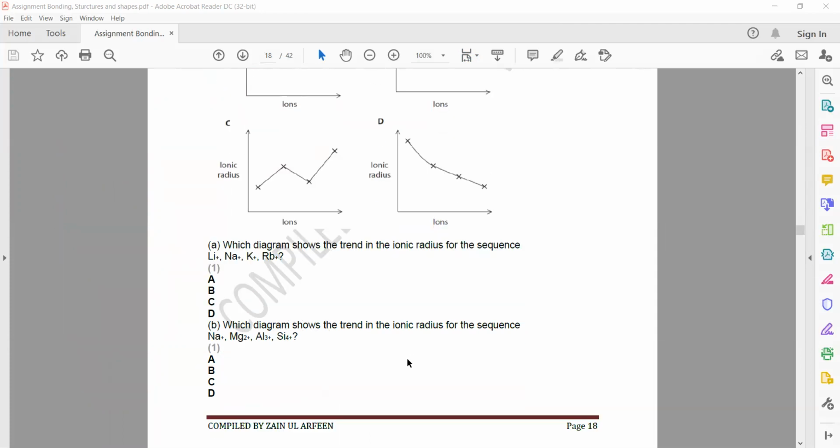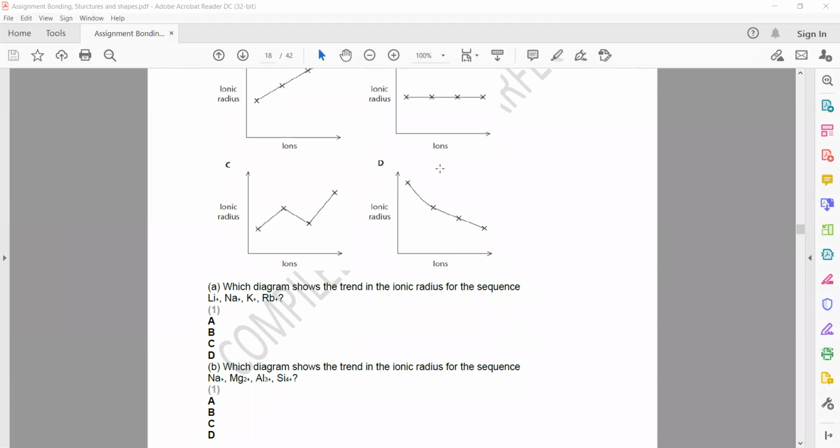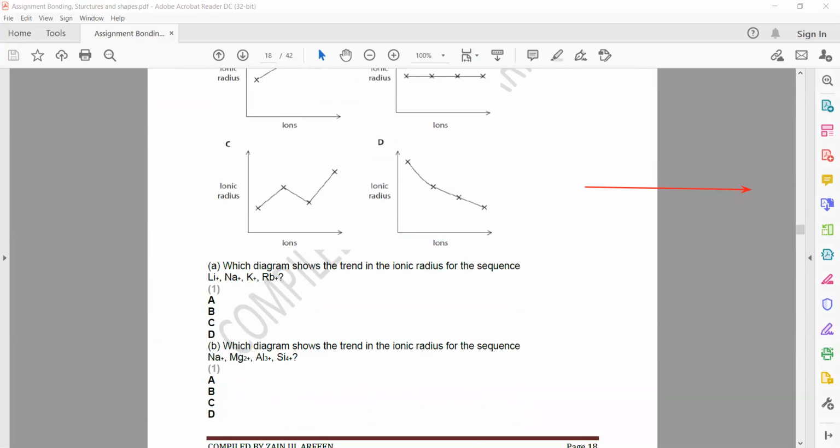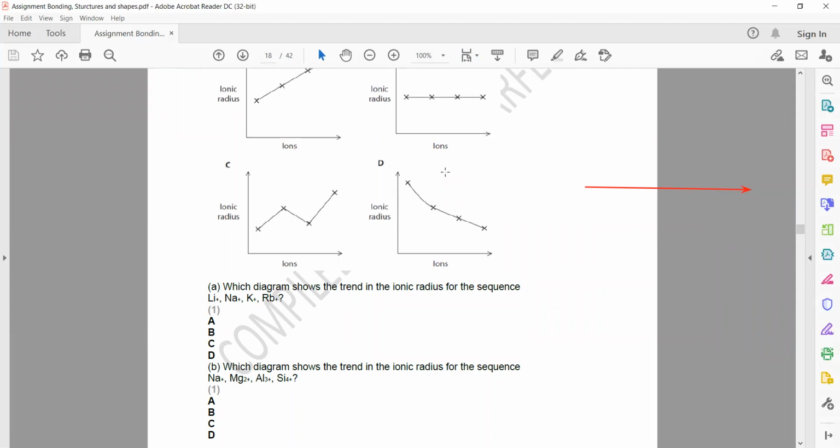The second part: which diagram shows a trend in ionic radius for sodium, magnesium, aluminum, and silicon? Across the period, the ionic radii decreases. Why across the period does the ionic radii decrease? Because more charge or greater charge density is there. That's why the value for ionic radii decreases as we move across the period. So D will be the right answer. That graph D shows a decrease.